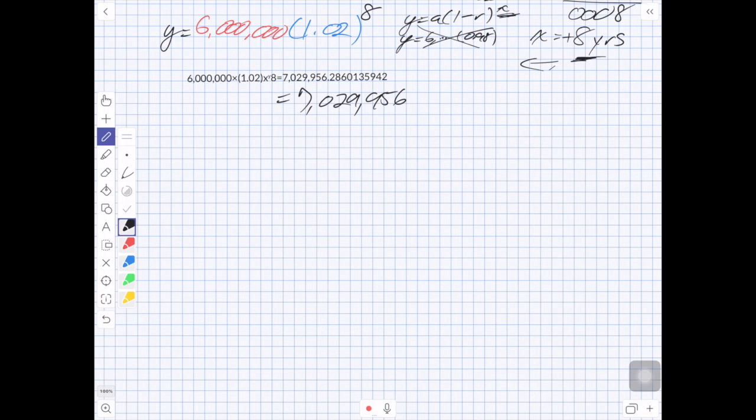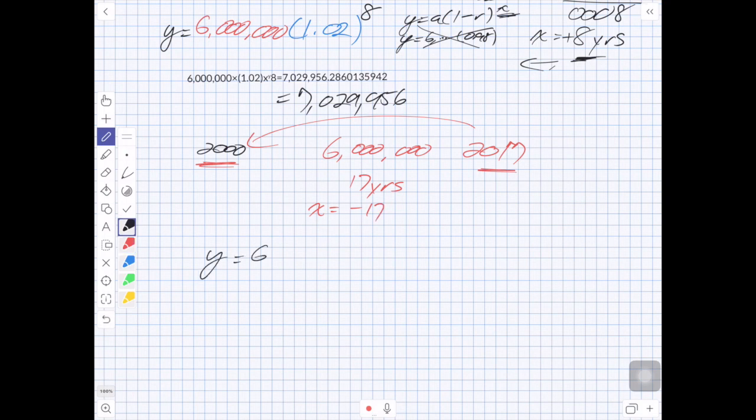So what do we mean by that? Well, they're asking for the year 2000, and the population of 6 million was in 2017. So this one's a little easier to figure out. How many years ago was that? That would be 17 years ago. And how do we represent going back in time? We would just say x is equal to negative 17. So we set up the exact same formula. Y is equal to 6 million, still the growth rate of 1.02, but this time it's to the power of negative 17, a different value.